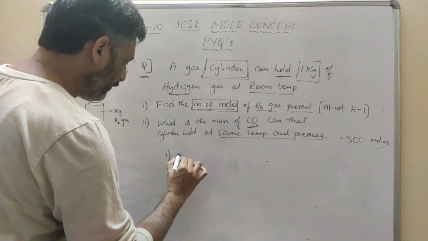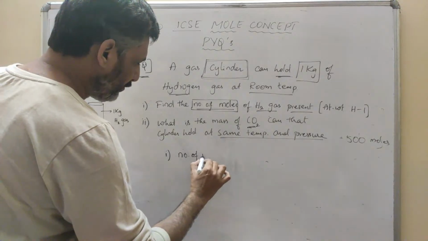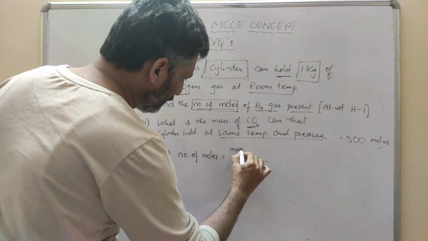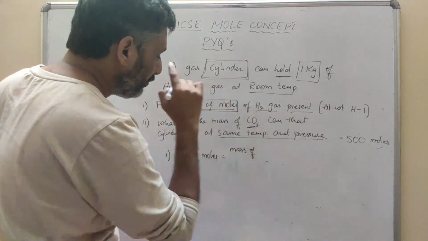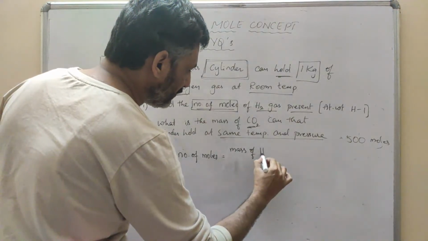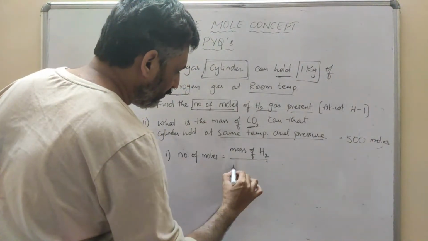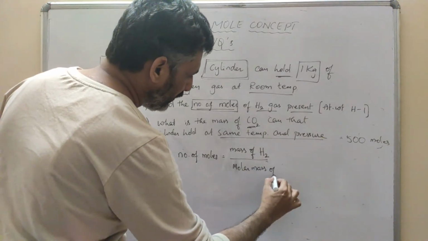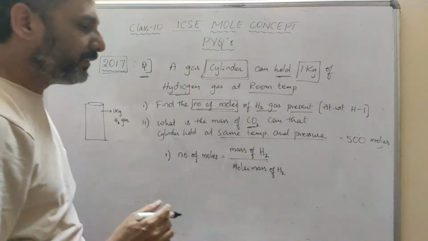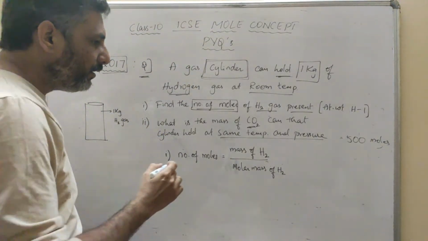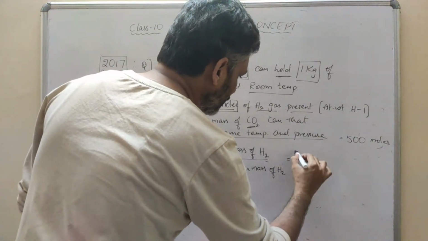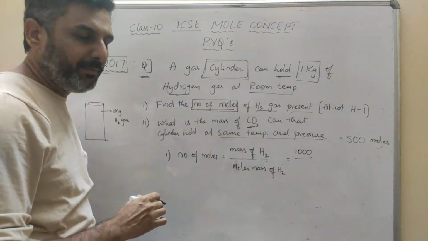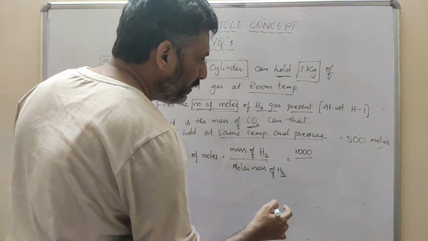What is the formula we have for number of moles? Number of moles of a substance is equal to mass of the substance divided by molar mass of the substance. Here the substance is hydrogen gas. Molar mass is nothing but molecular weight. The mass of hydrogen which is given is 1 kg. We do numericals in grams. So 1000 grams divided by molar mass of H2.